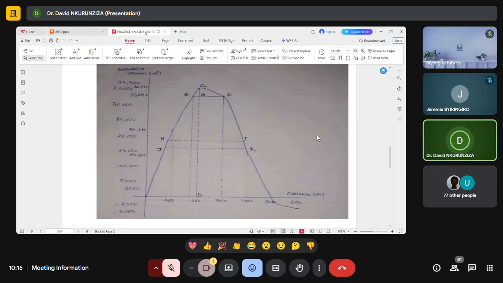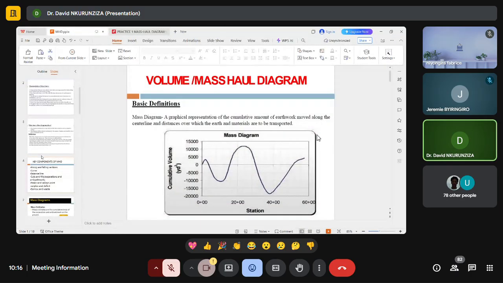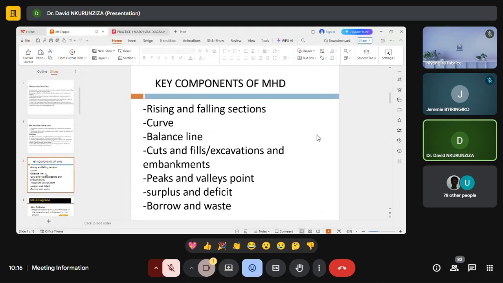Again, we have another terminology, which is about surplus and deficit. When do we say there is a surplus? When do we say there is a deficit? We talk of deficit when you have a negative difference. Deficit means negative difference.